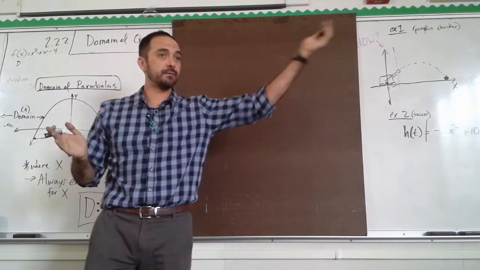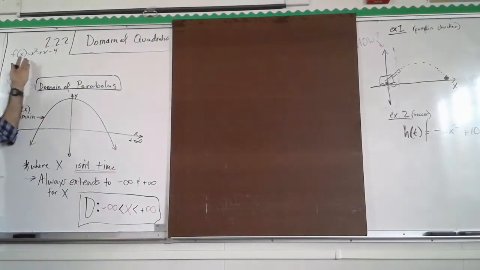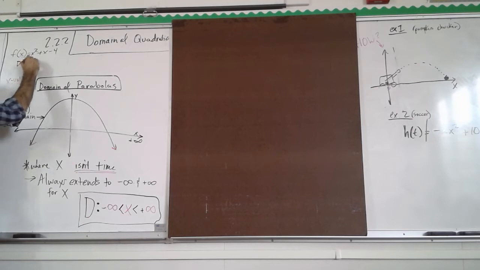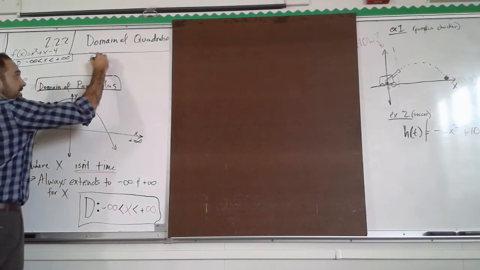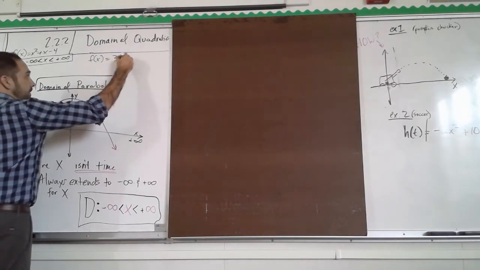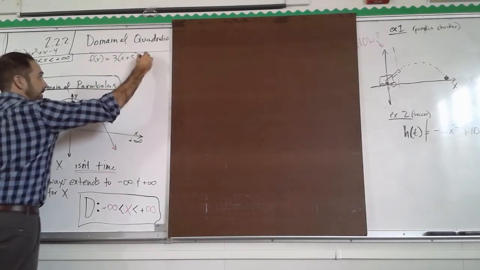Forever. So anytime I have a quadratic that does not involve time, I know right off the bat that we have negative infinity less than x less than positive infinity. That would be my answer. If you ask the domain of a parabola not involving time, that's going to be my domain. If I had it in another form, which doesn't phase us, we're okay. We don't have to do anything with this.